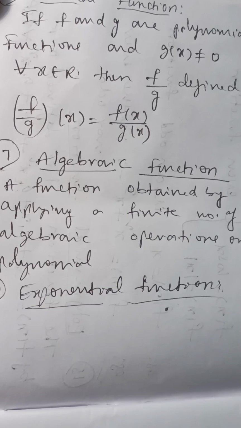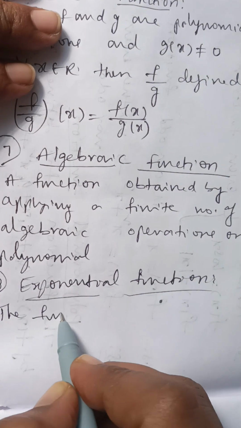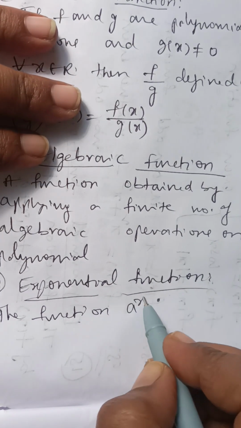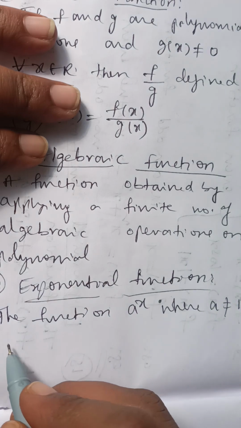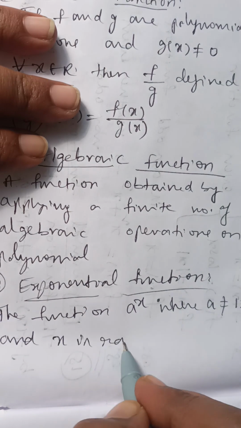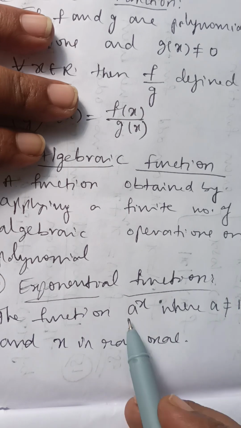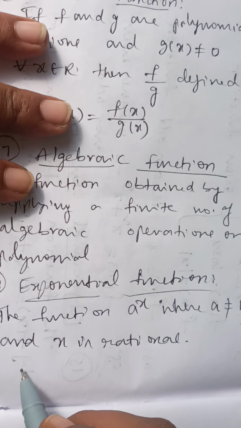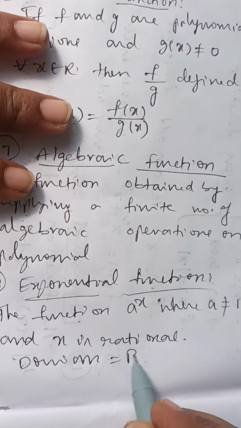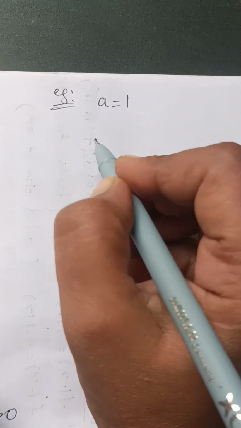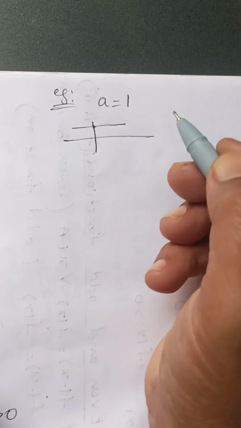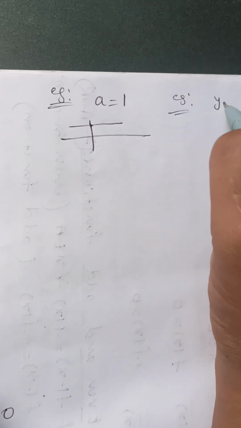Next, 18th one, exponential function. The function a power x, where a not equal to 1 and a is greater than 0 and x is rational. This type of function a power x is an exponential function and its domain is R and its range is R plus. Take an example of exponential function.